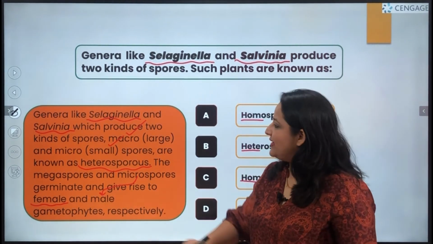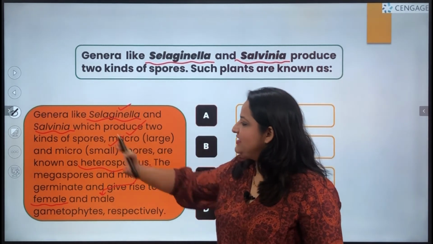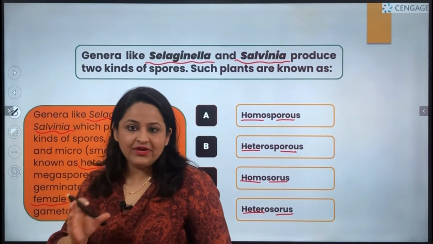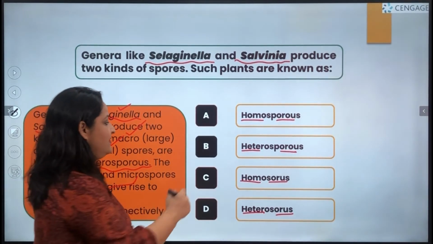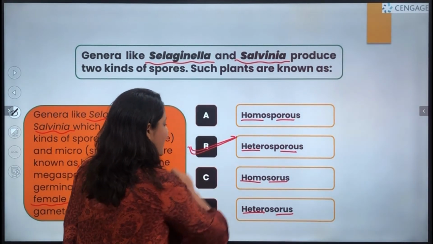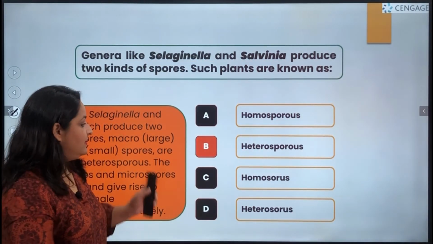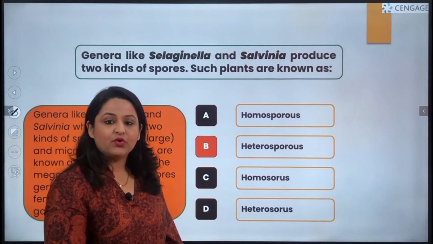So as asked in the question, Selaginella and Salvinia, which produce two kinds of spores, are known as heterosporous in nature. So the answer over here will be option B. Now let's talk about another question.